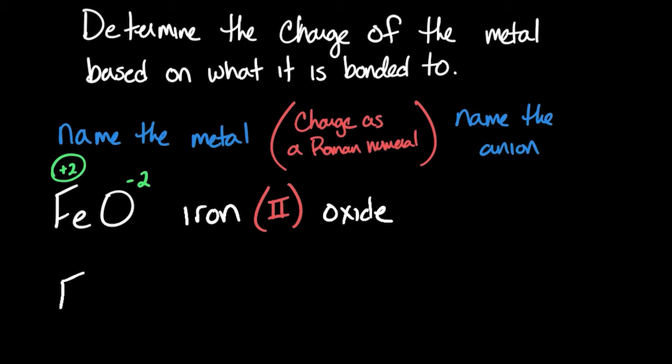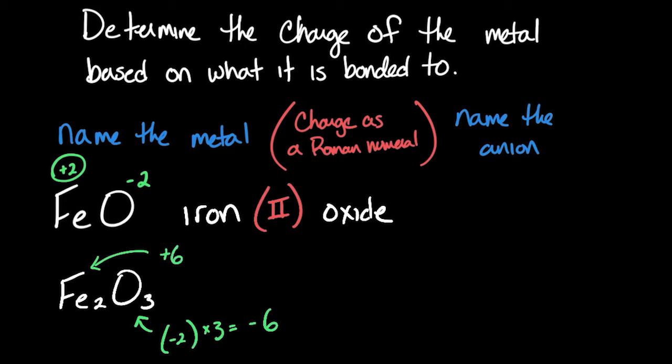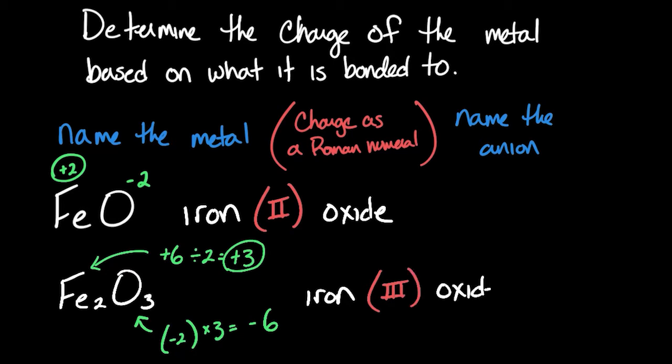Let's look at another example, Fe2O3. So the same idea here, just a little bit more complicated because of the subscripts. So I know oxygen's charge from the periodic table is -2, and since there are 3 oxygens present in the compound, I know that the total charge there must be -6. The 2 irons have to cancel out this -6 charge. Their charge is going to be +6 or a +3 each. So my name is iron, 3 as a Roman numeral for the charge of each iron, oxide.